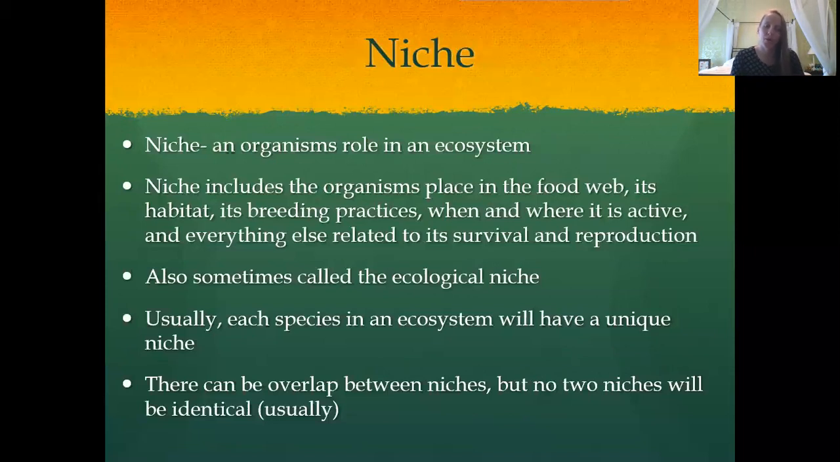A niche is an organism's role in an ecosystem, so it includes things like its place in the food web, like what trophic level it is, its habitat, how it breeds, where and when in the ecosystem it's active, its predators, its prey, anything that's related to its survival and its reproduction, as well as all of its functions in that ecosystem, are all the niche. Sometimes it's called the ecological niche, but we just shorten it to niche for short.